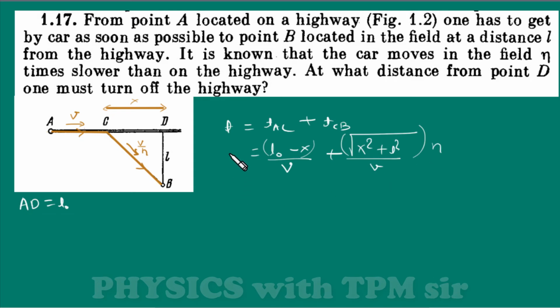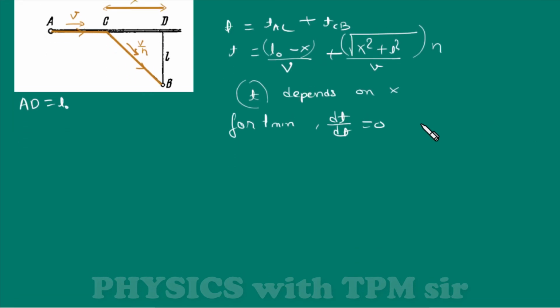Now we have to minimize time. You must pay attention that t here depends on x, and we want to find the minimum value of t. So t is the function. For t minimum, dt by dx should be 0. That's it. So now we have to solve this.